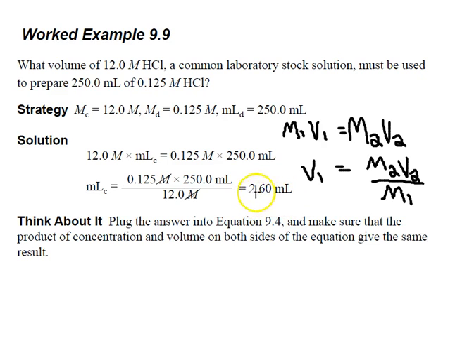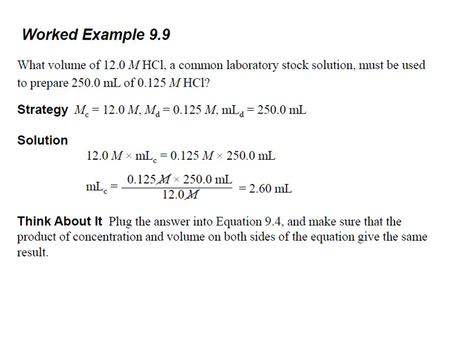So what that would mean is that we would take 2.6 milliliters of the concentrated 12 molar hydrochloric acid, and then we'd fill the rest up until we hit 250 with water, and then we'd get 250 milliliters of this less concentrated solution. We can plug the answer into equation 9.4 and make sure that the product of concentration and volume on both sides of the equation give the same result. So then once we have our answer, our V1, we could multiply these two and make sure that they equal these two. And let's clear all that out.